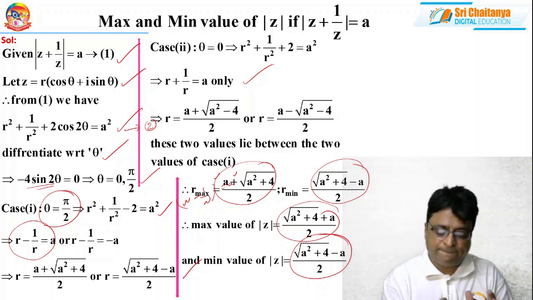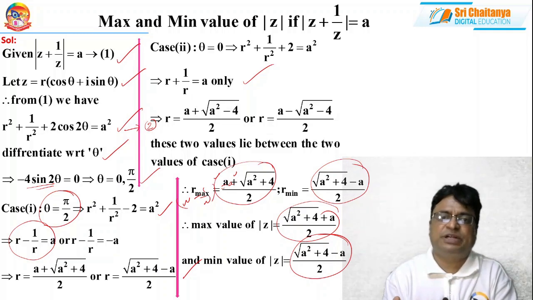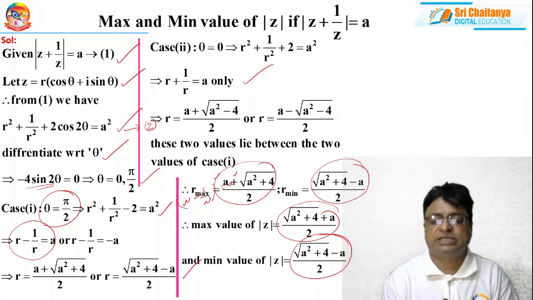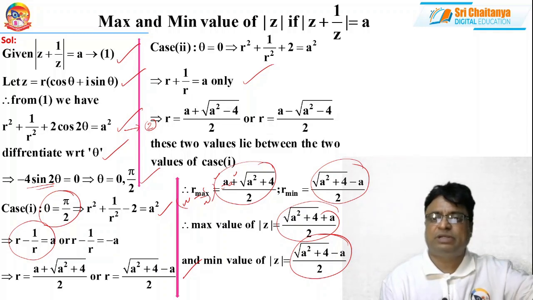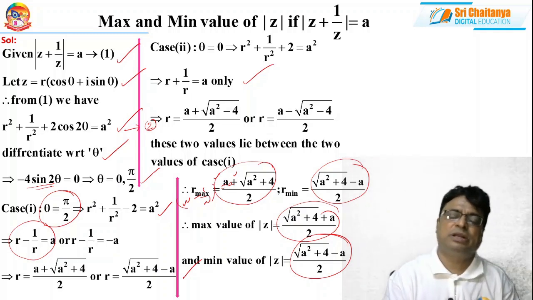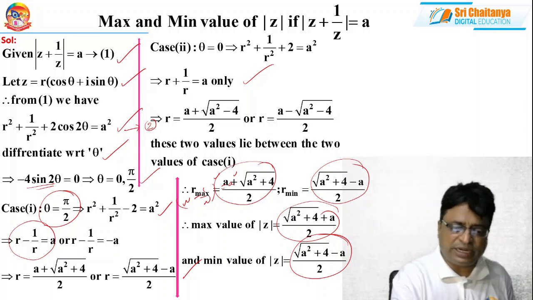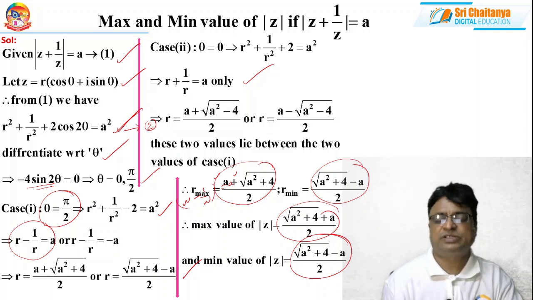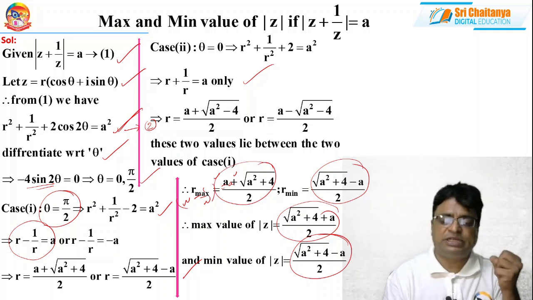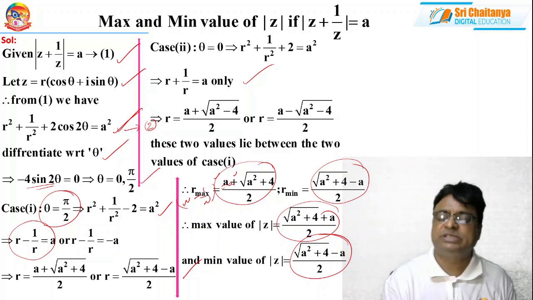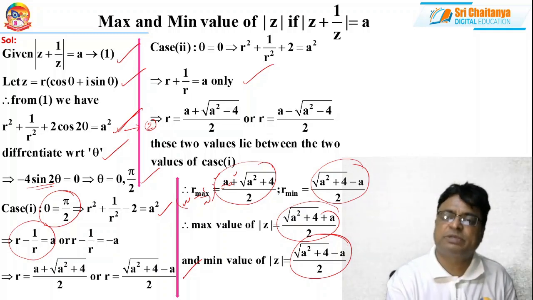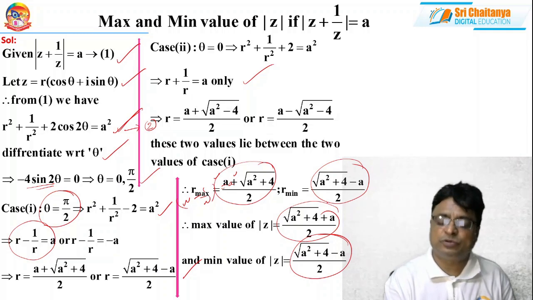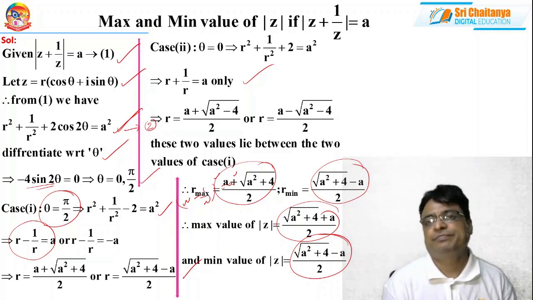What I told you: convert the entire equation in terms of theta by taking r is equal to cos theta plus a. This is the technique that we applied in finding the maximum and minimum using differentiation. So I got the entire equation in terms of theta, I differentiated with respect to theta, and I found theta. For theta is equal to pi by 2, I got 2 values for r, and for theta is equal to 0, I got 2 values for r. Among all, I consider the least and the greatest. That is the maximum, and this is the minimum. So maximum is (root of a square plus 4 plus a) by 2, and minimum is (root of a square plus 4 minus a) by 2.